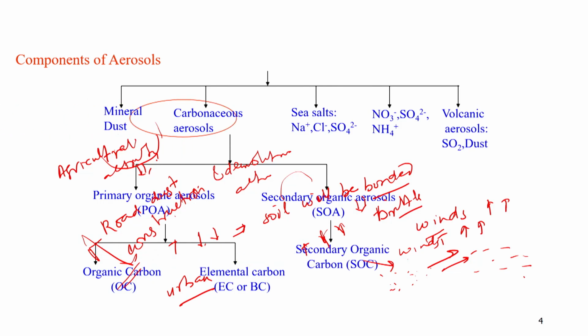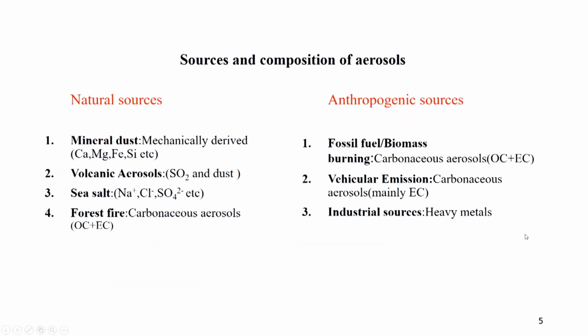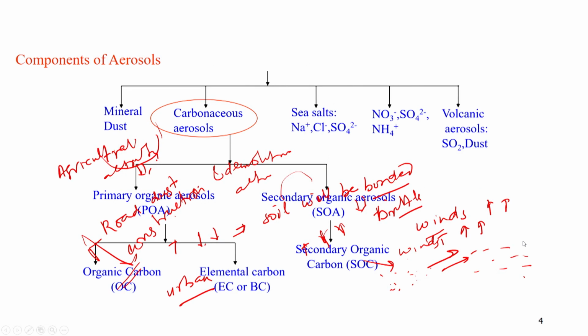We will come to this later, what the other compositions are. But if you can still read the slides, this is the different composition, and I will have different lectures on mineral dust, carbonaceous aerosols, volcanic aerosols, eruption, and then in between you see sea salt. Sea salt is basically considered as sodium chloride and nitrate. Of course, you have calcium and magnesium that is coming from there.